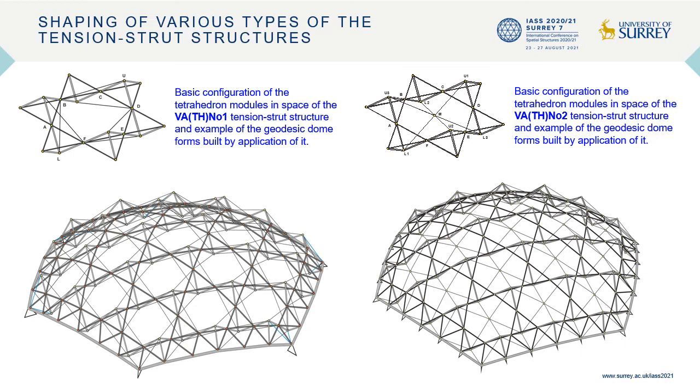The first group of such structures is built by means of inversely directed tetrahedron modules located on both sides of the triangular hexagonal grid. The whole structure has to be appropriately pre-stressed.